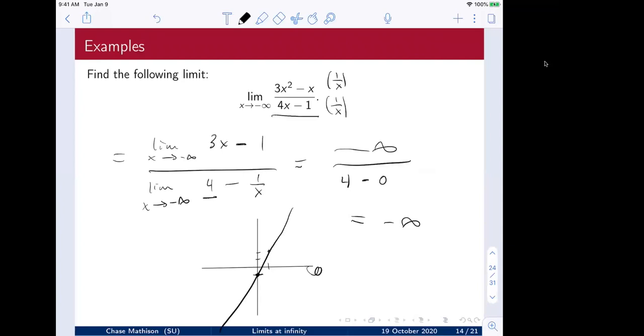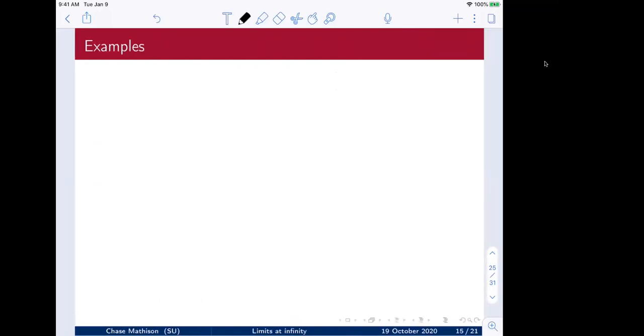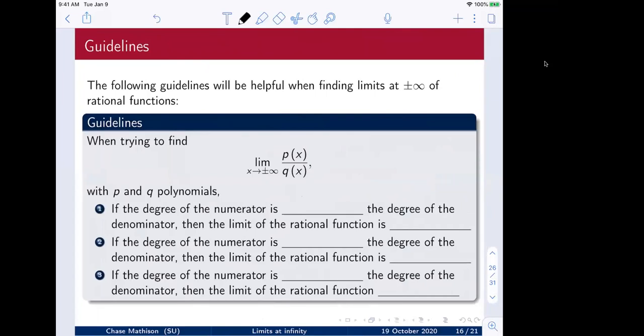Okay, those are your 3 cases that you can have when you're looking at limits at infinity of rational functions. So if you're looking at the limit as x approaches plus or minus infinity of some rational function, and by rational function, that means we're looking at something like p over q, where p and q are polynomials. Then if the degree of the numerator, does everyone know what the degree of a polynomial is?